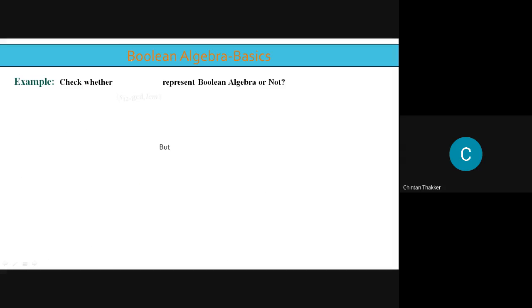Now take S12, GCD, LCM. Is it a Boolean algebra or not? We know that any Sn, GCD, LCM, is not always a Boolean algebra, it is always a lattice.